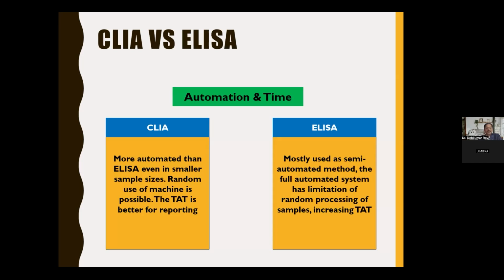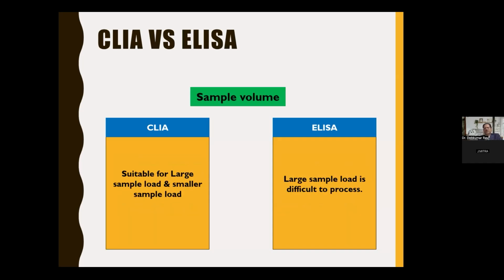Even in smaller sample size, it is possible nowadays. Even if the sample size is very small, you can do CLIA, and random use of this machine is possible. And the most important and crucial factor here is that turnaround time is better for reporting. This is applicable for CLIA. But in ELISA, the TAT is more because we have to do everything manually. And most commonly a semi-automated method is used, where we are getting a very small sample load, and the fully automated system has limitation of random processing of the samples, but not like that. Right now, we can use CLIA with random processing, and we can do it even for a small volume of samples.